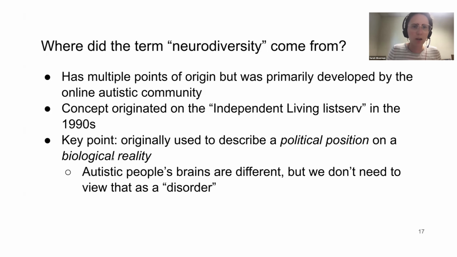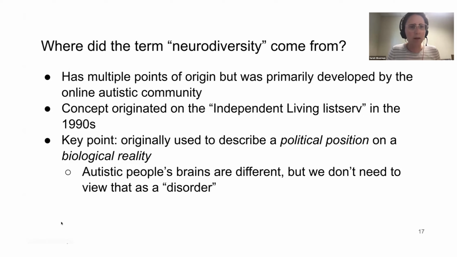Where it came from, it has multiple points of origin, but it was primarily developed by the online autistic community that developed in the 1990s. The early internet was very good for neurodivergent people meeting each other. A lot of people had been segregated from their peers. A lot of autistic people had no access to community with other autistic people, but the internet provided this.